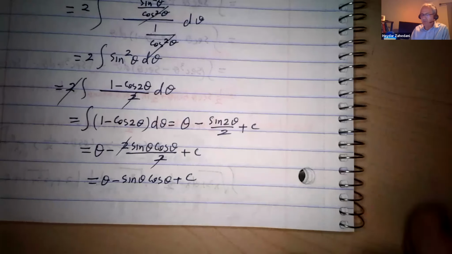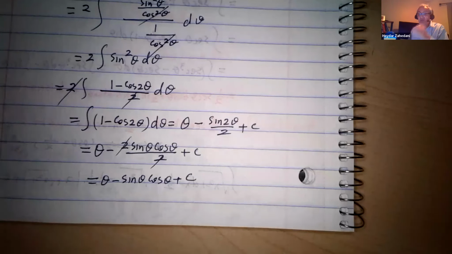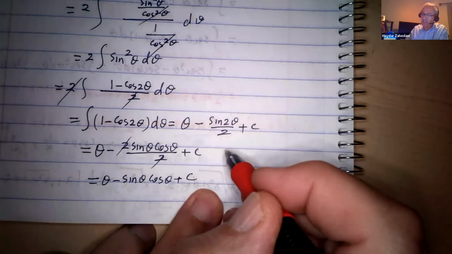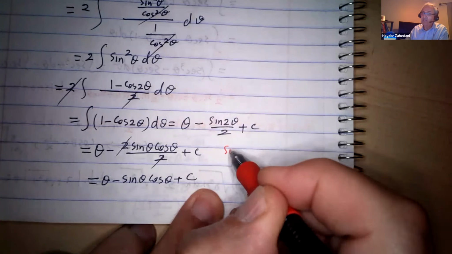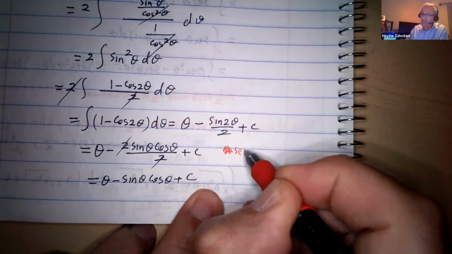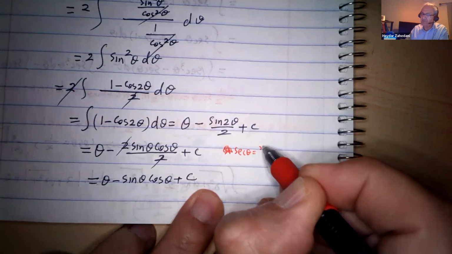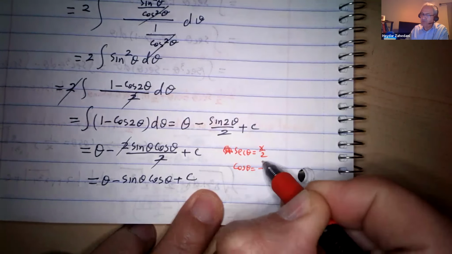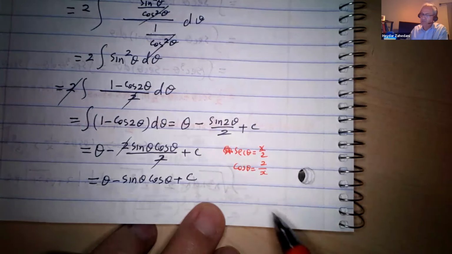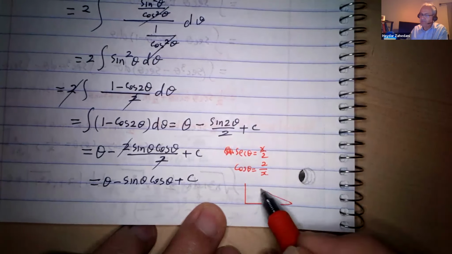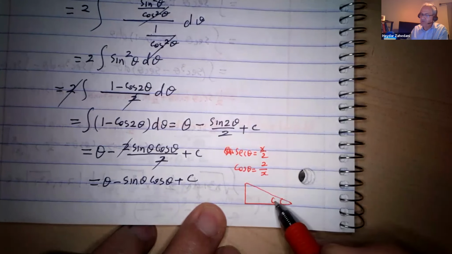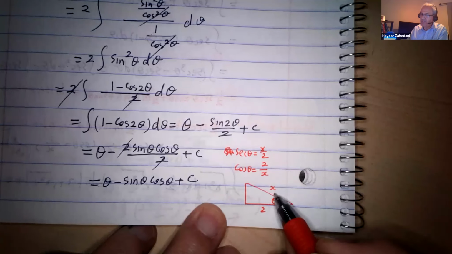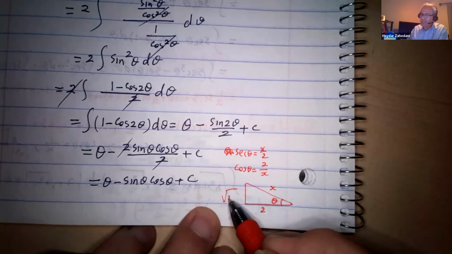Okay, now you have to bring your right triangle to substitute. You have the secant of theta equal to x over 2. Use the reciprocal, that gives you cosine of theta, which is going to be 2 over x. So you get the right triangle. This is theta. Cosine is adjacent over hypotenuse. So this side would be radical x squared minus 4.